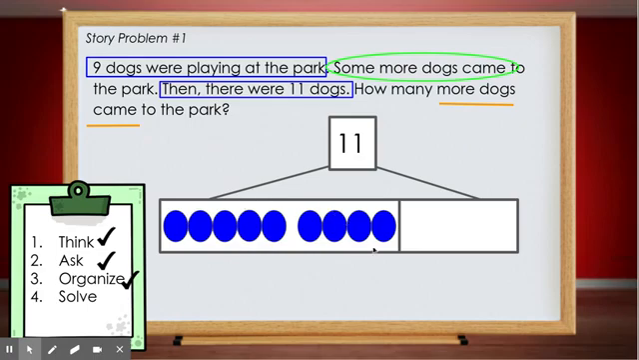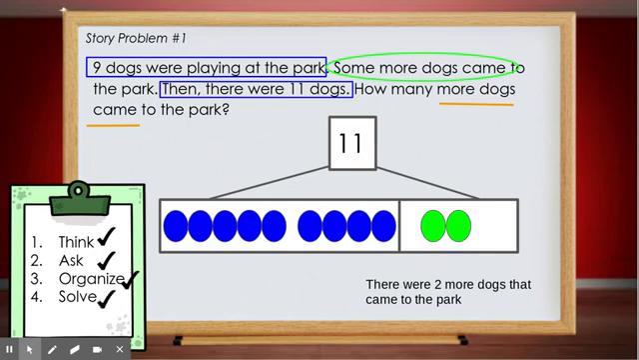9 dogs, and we're going to count on: 9, 10, 11 dogs. How many more dogs came to the park? There were 2 more dogs that came to the park. And those are the 2 green dots you see in front of you.